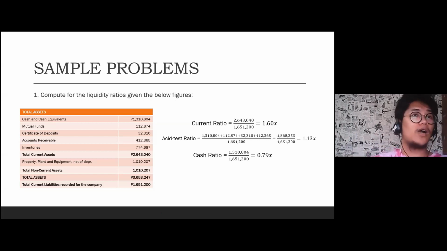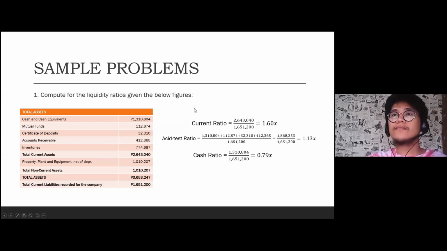And if it's equal to 1, the company has just enough cash and cash equivalents to cover up the company's current liability. And if it's less than 1, which is this, this is an example, the company doesn't have enough cash and cash equivalents to cover up the company's current liabilities. Okay, malinaw ba? Malinaw po ba? Alright, malinaw naman.